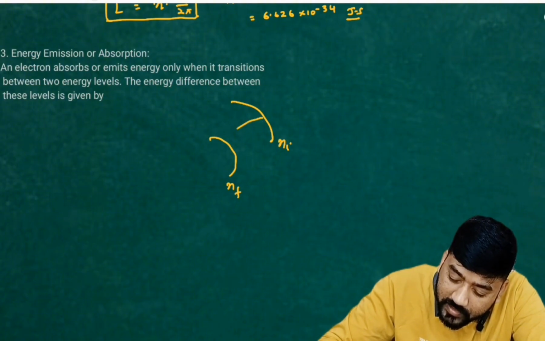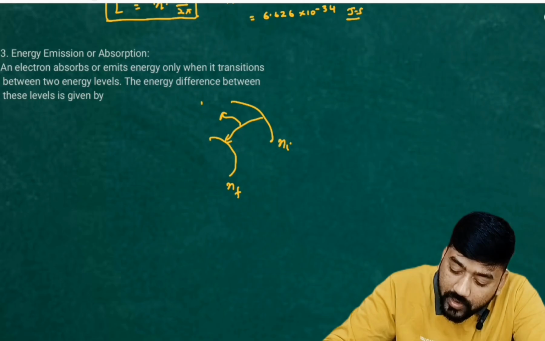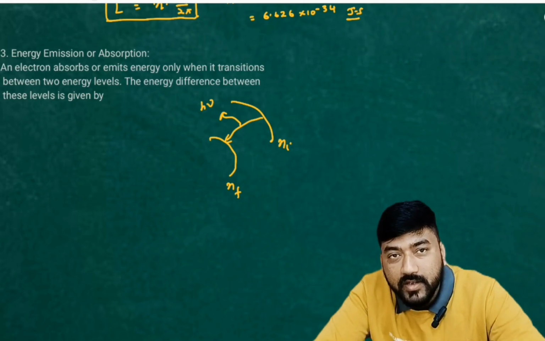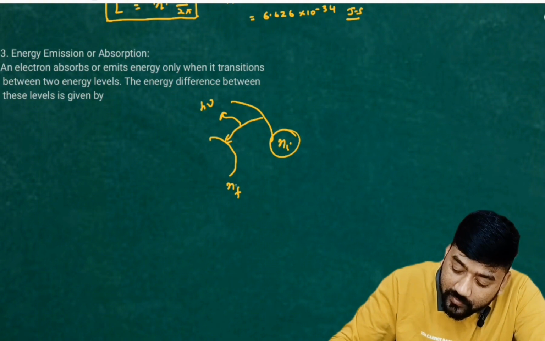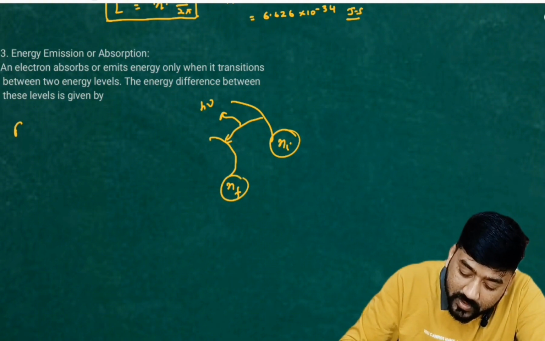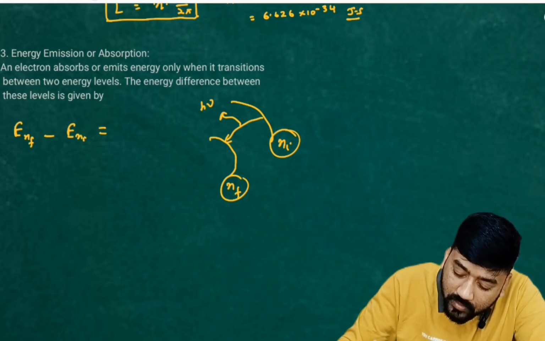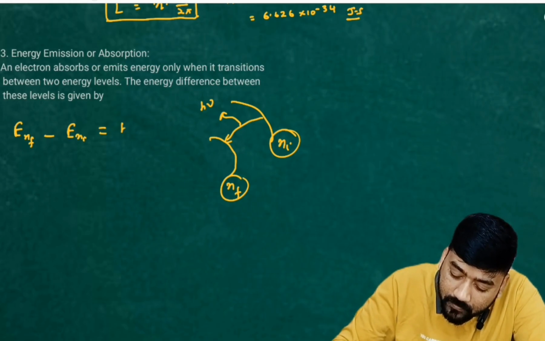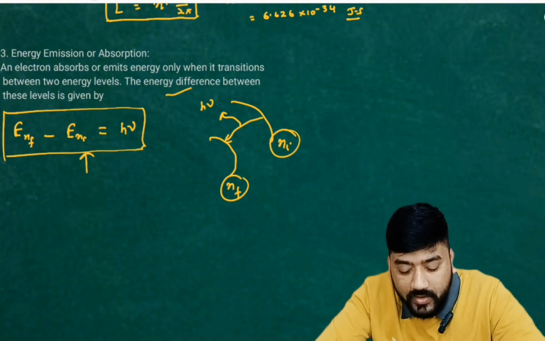So when the electron jumps from the initial state to the final state, it will radiate energy, and that will be equal to h nu, where again h is Planck constant and nu is the frequency. So if you write the energy of this state as Eni and this as Enf, it will be just E final minus E initial is equal to h nu. So this will be your quantized equation for this postulate.